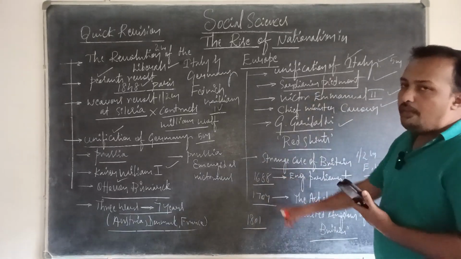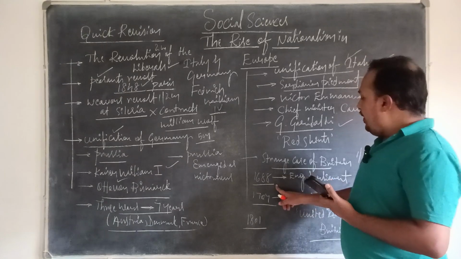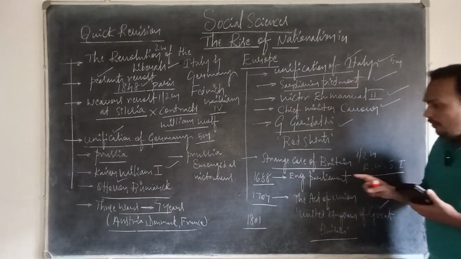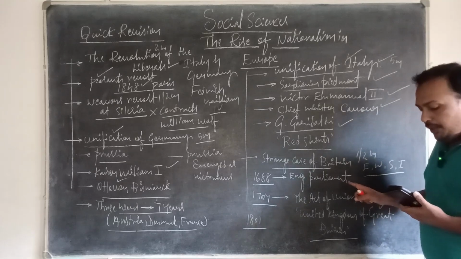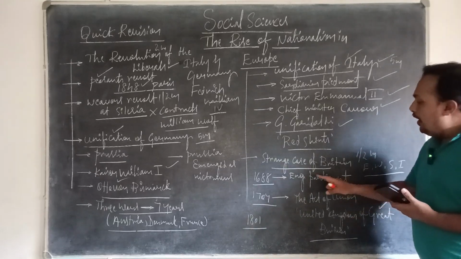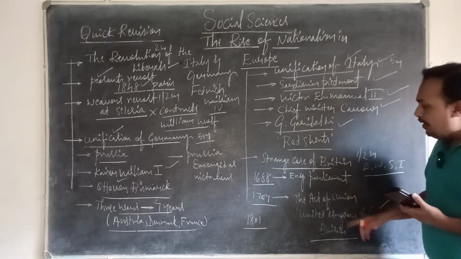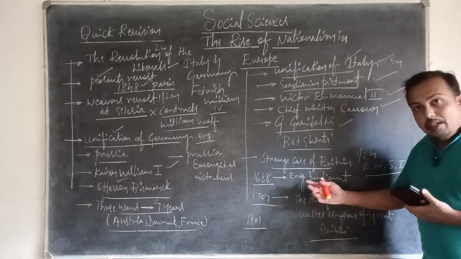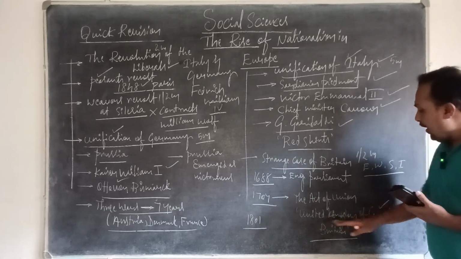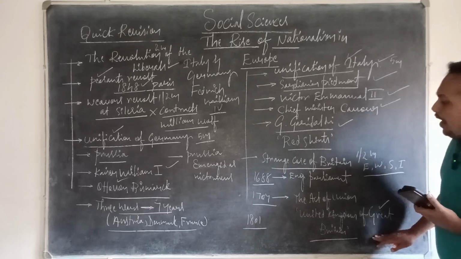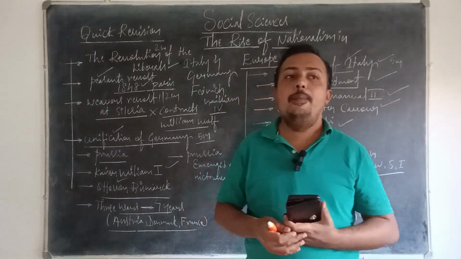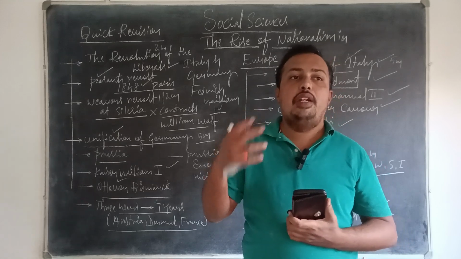So these three dates are very important. 1688, the English Parliament seized the power from the monarchs. 1707, the Act of Union signed between England and Scotland led to the formation of the United Kingdom of Great Britain. And in 1801, Ireland was forcefully merged into the United Kingdom of Britain.